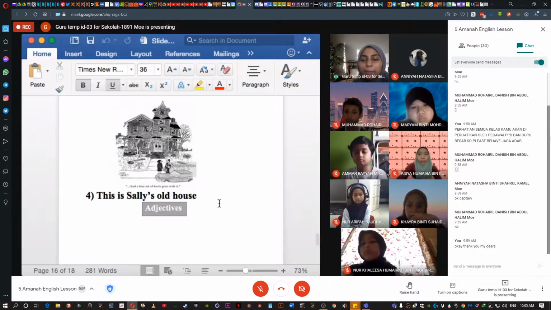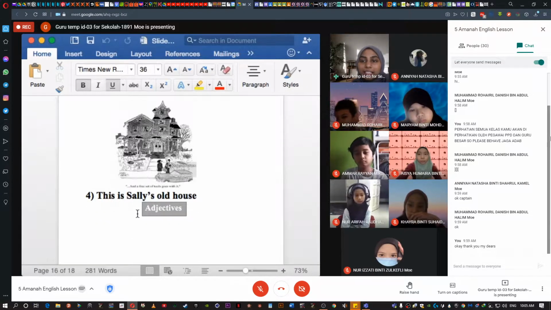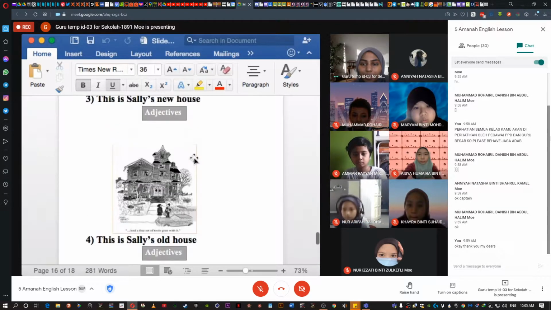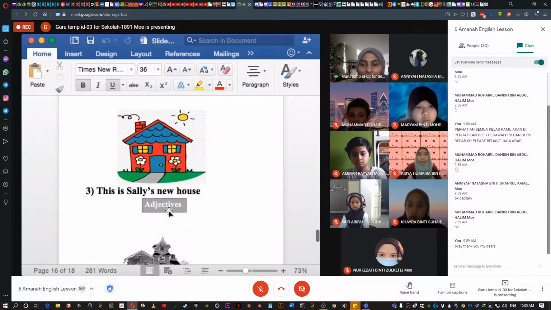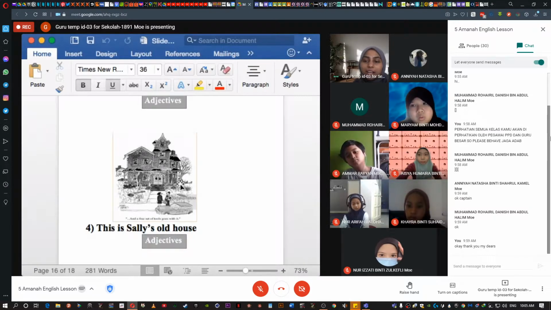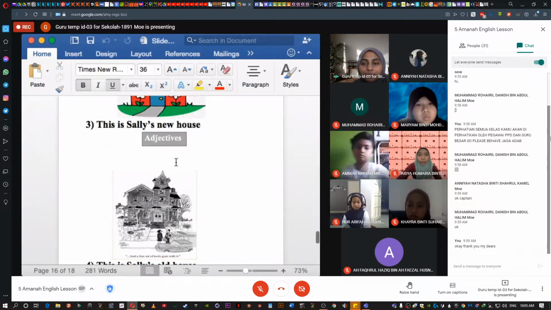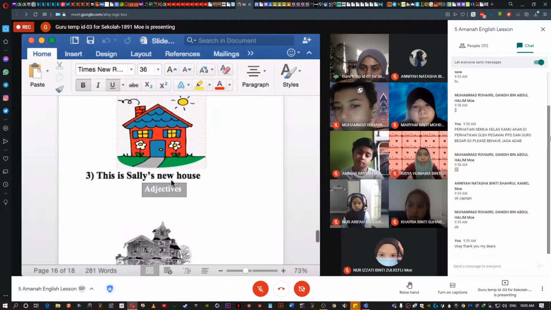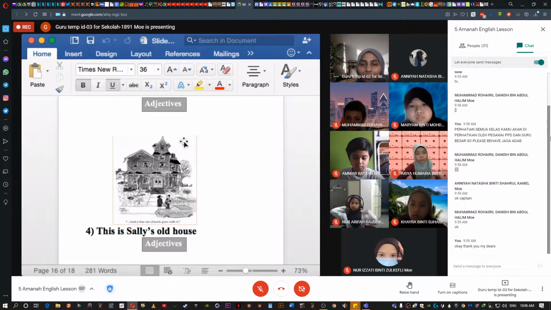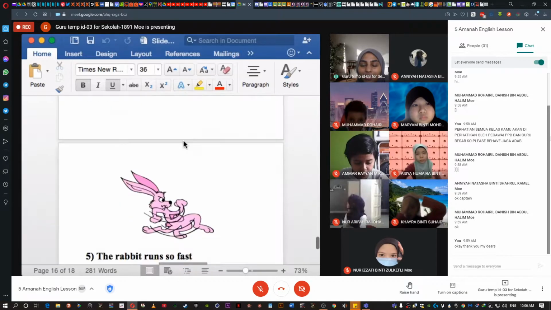example. So, for example, number four. Okay, this is Shelly's old house. So, the adjective word here is old. As you can see, the first one is a new house and the second one is an old house. So it's opposite. So for adjectives, we have opposite words. So old and new are the adjective words. Okay, let's move to the next example.